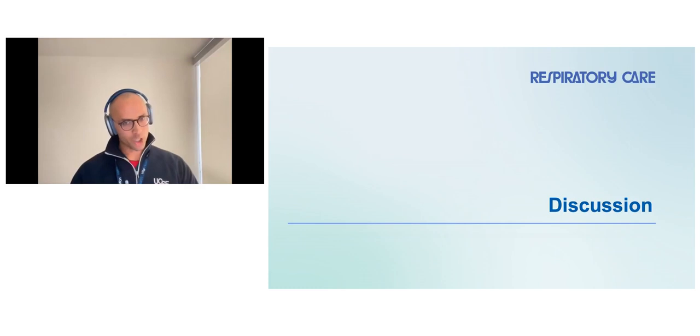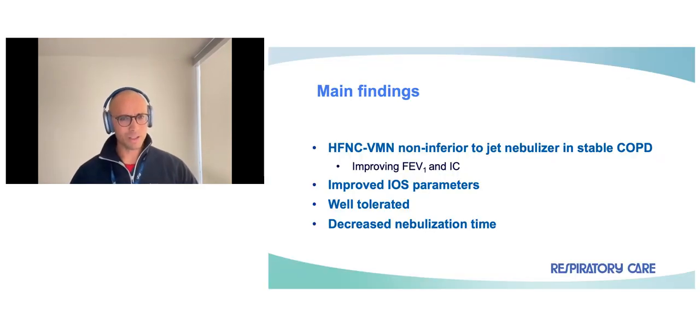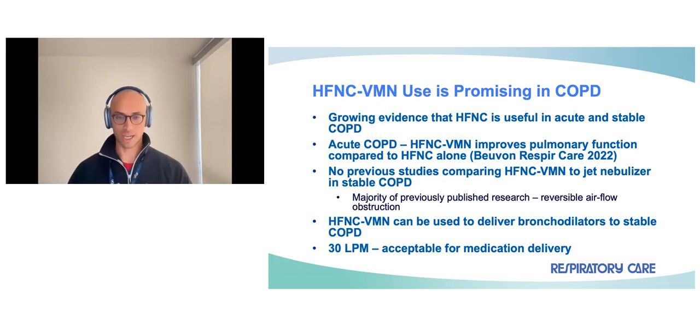The fun part, the discussion part. Let's make all these numbers and analyses mean something. The authors state that their main findings are that the high flow with vibrating mesh nebulizer is non-inferior to jet nebs in stable COPD in their ability at improving FEV1 and inspiratory capacity. They noted improved IOS parameters, that high flow with vibrating mesh neb is well tolerated, and had decreased nebulization time.